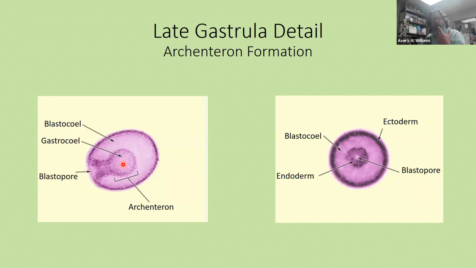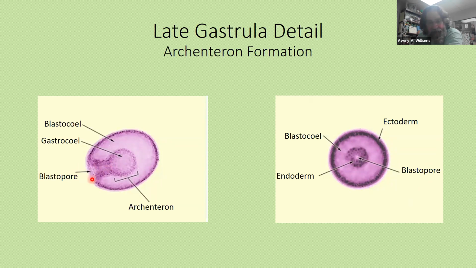It's like your mouth is hollow, your stomach is hollow, your intestines are hollow. So that hollow space inside of there is called the gastrocoel. So don't confuse these two, blastocoel, gastrocoel. The blastocoel is the cavity outside of the archenteron. The gastrocoel is the cavity inside the archenteron, and that's the same hollow space inside of your body.